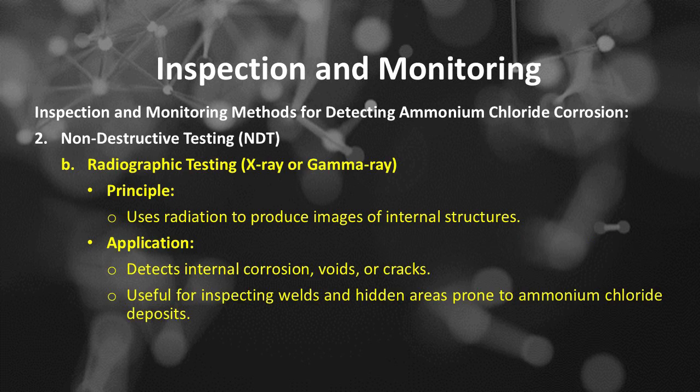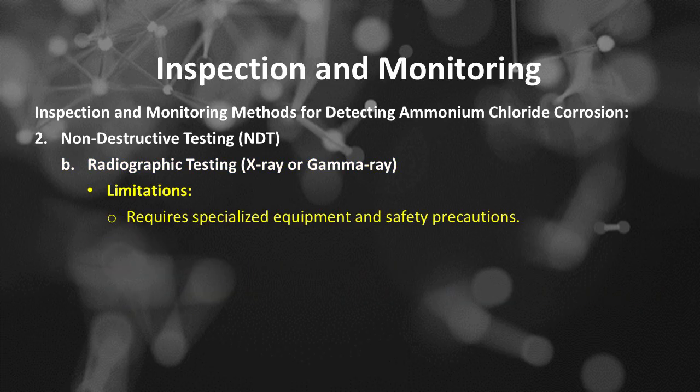Non-destructive testing, or NDT, method. Number B is radiographic testing, X-ray or gamma ray. The principle of radiographic testing is that it uses radiation to produce images of internal structures. The application of radiographic testing is to detect internal corrosion, voids, or cracks. Radiographic testing is useful for inspecting welds and hidden areas prone to ammonium chloride deposits. The limitations of radiographic testing are that it requires specialized equipment and safety precautions.